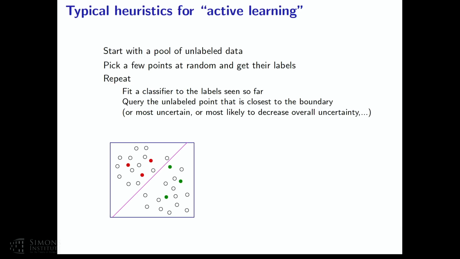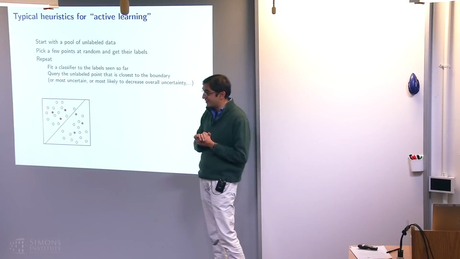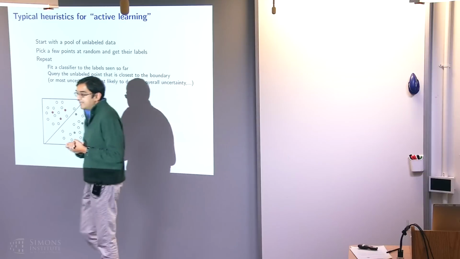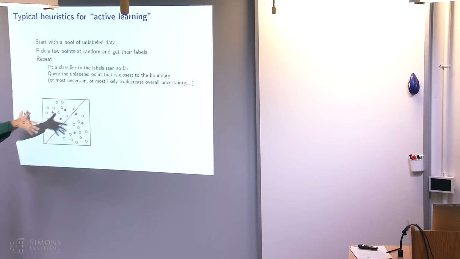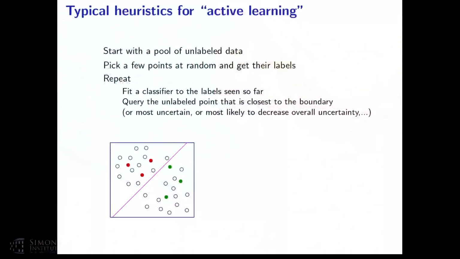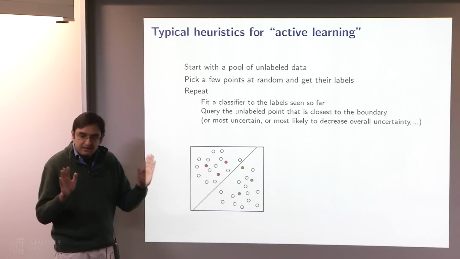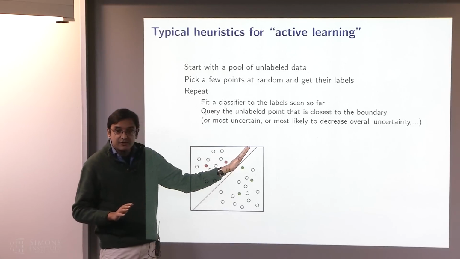This is a problem of considerable practical importance, and so there are actually lots of heuristics for doing active learning, and the way a lot of them work is as follows. You have this huge data set, and you have to adaptively decide which points you're going to query. The typical way this goes is you start by picking a few points at random, just to get the lay of the land, and then maybe you fit a classifier to those.